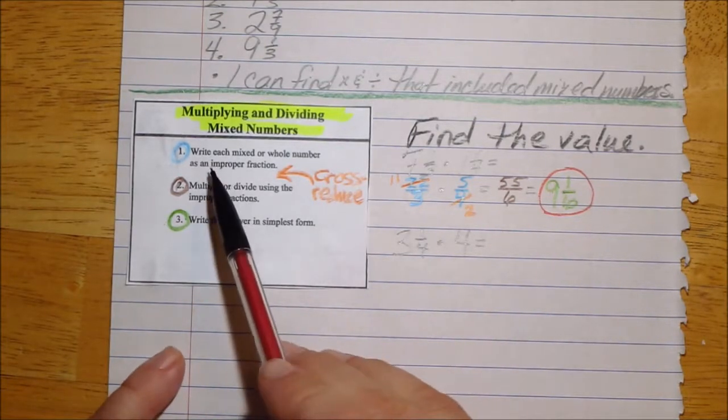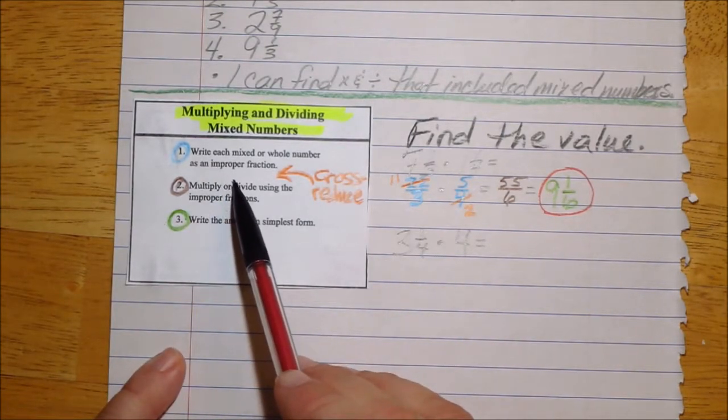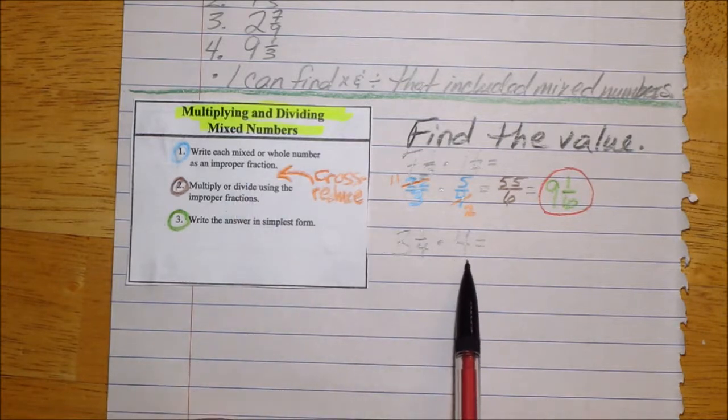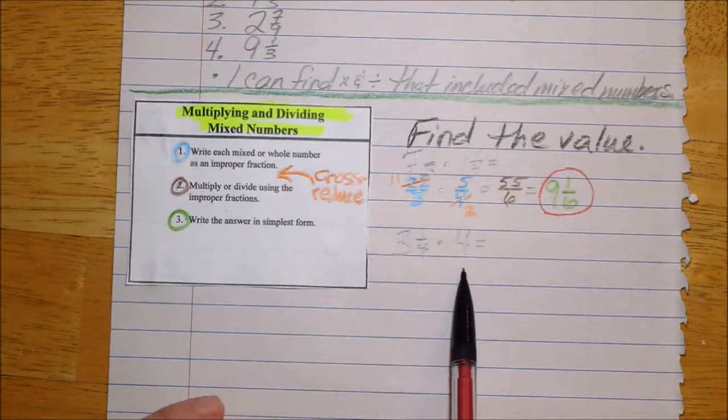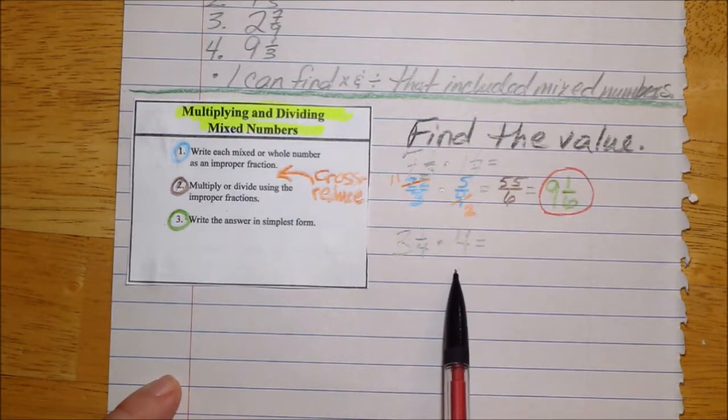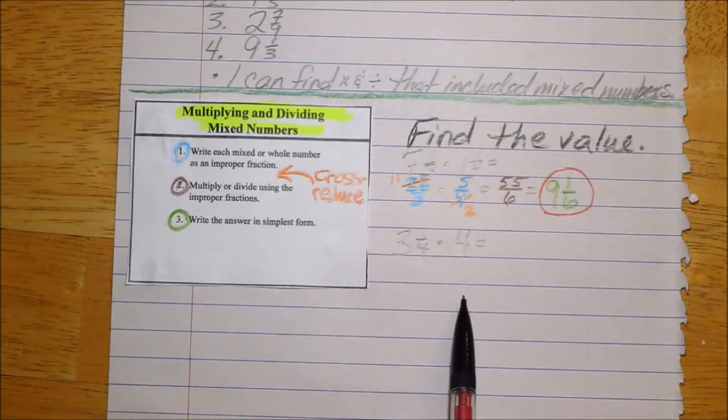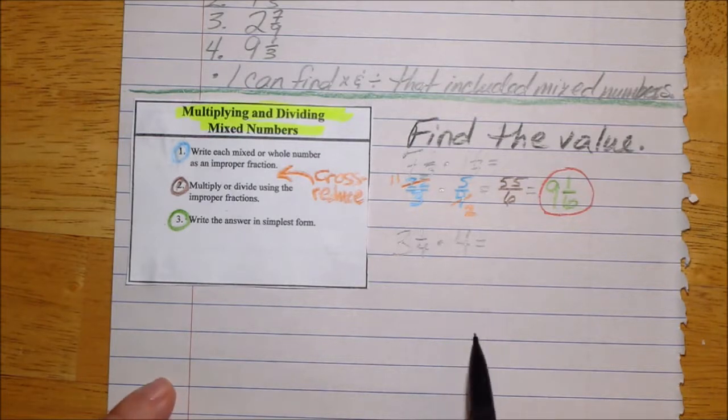Okay, so step 1 says write each mixed or whole number as an improper fraction. Here's what they mean by this 4. If you did lesson 5.6, you'll remember that we multiply or divide whole numbers by putting the whole number over a 1, because any number over 1 is still itself. It doesn't change its value at all. So if I have 4 over 1, is that not an improper fraction? Of course it is, because the definition of an improper fraction is when your numerator is larger than your denominator.